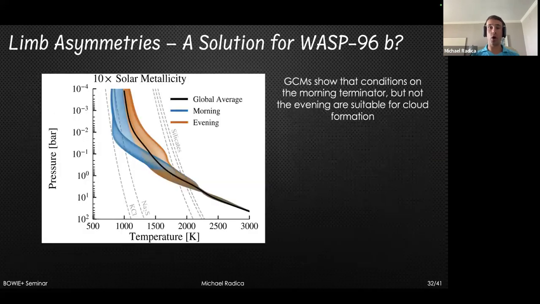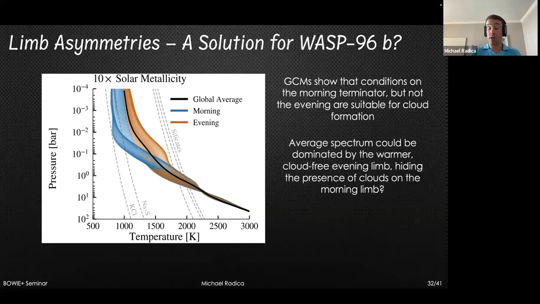GCMs also show that cloud formation is entirely possible on the morning hemisphere. These are some GCMs that Duncan has run recently for WASP-96b, assuming a 10 times solar metallicity atmosphere. If we look at just the profiles of the morning hemisphere, they're cold enough to allow for formation of Na2S or even KCl clouds, whereas the hotter evening hemisphere seems to be mostly cloud-free at those millibar or higher pressures that we should be probing in transmission.